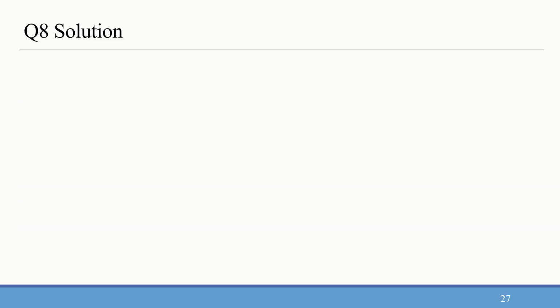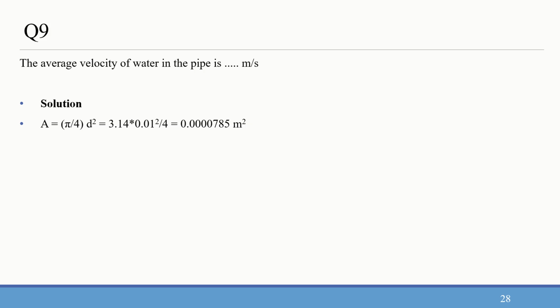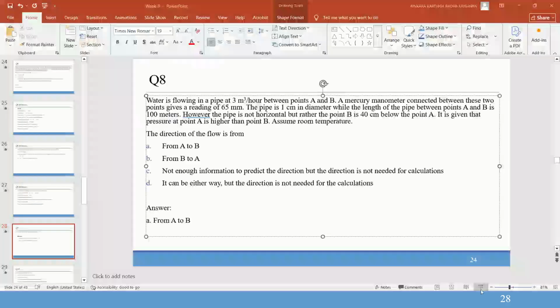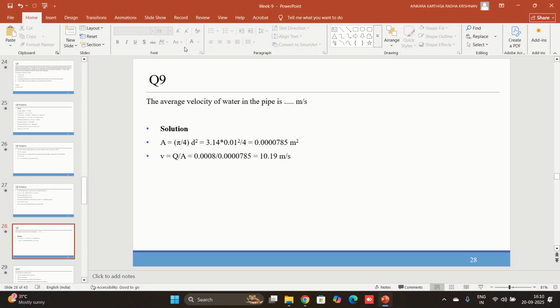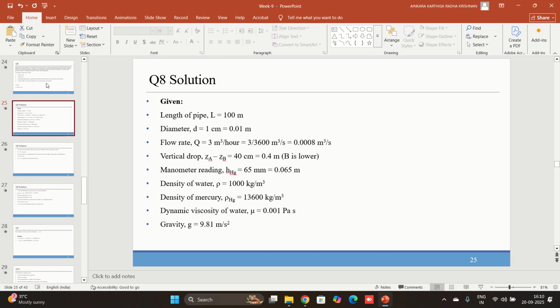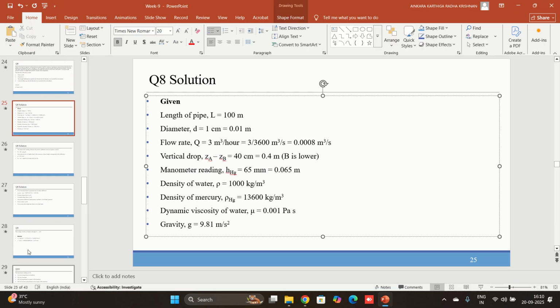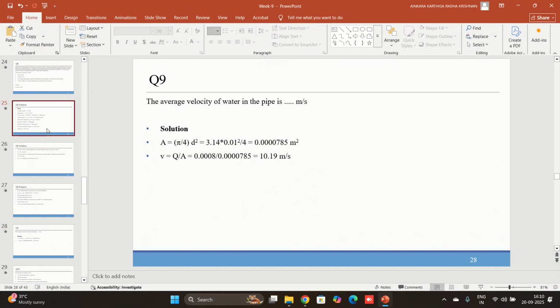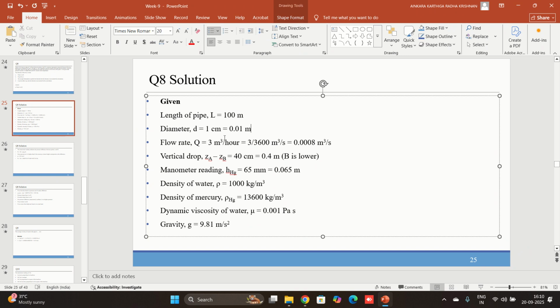We have to go to the 9th question. So first let us find the cross sectional area of the pipe. It is pi by 4 d square, and d is 1 centimeter, so it is 0.01 meter.